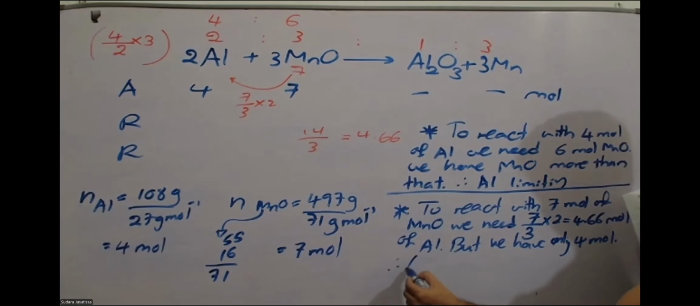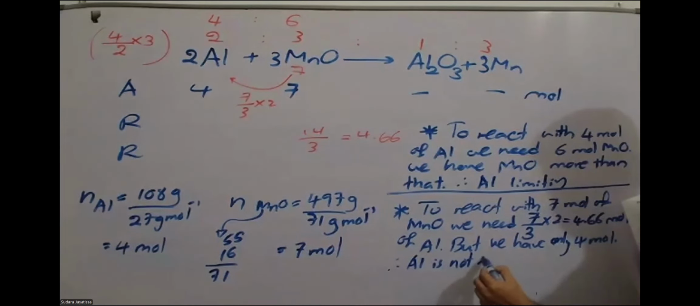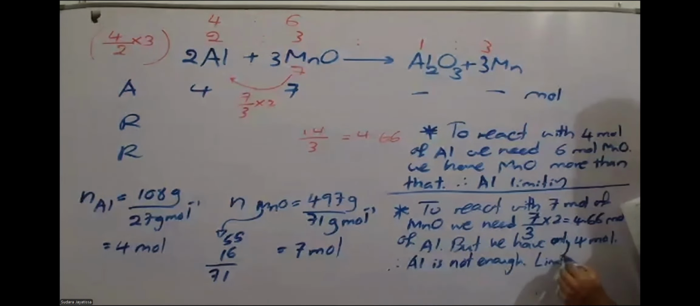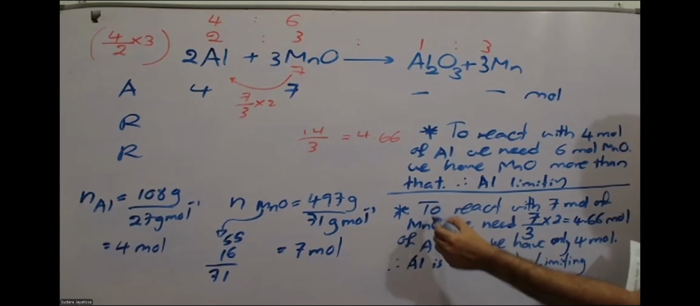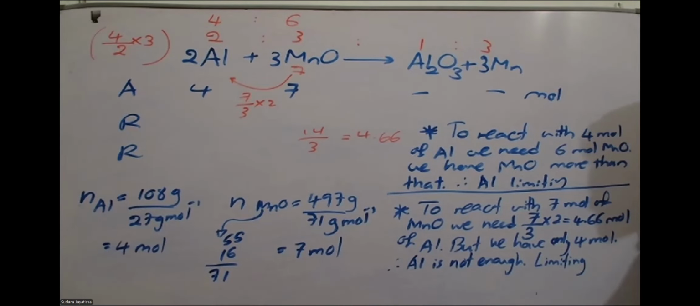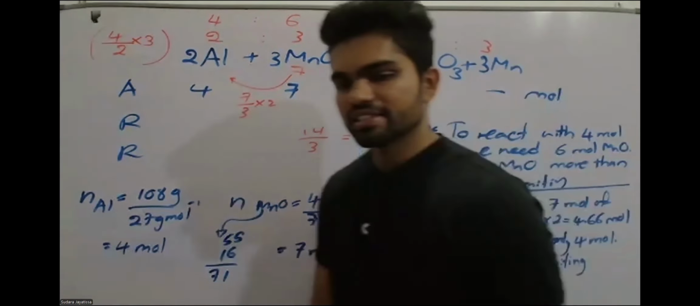Therefore, aluminium is not enough. In other words, we can say it is the limiting. So like that, in both ways you can understand aluminium is the limiting reactant. Okay, are those sentences clear to you all?